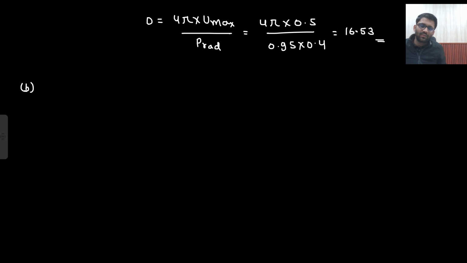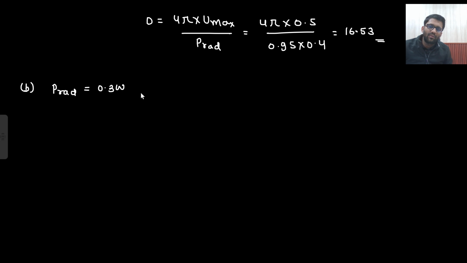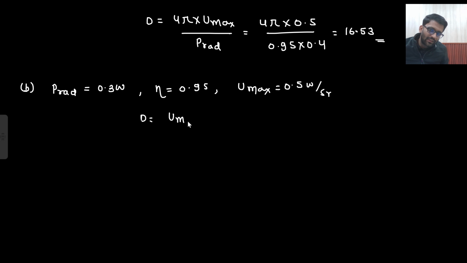In the second question B, what all things are given? Power radiated is directly given. That is 0.3 watt. So will there be any use of efficiency? No. Because P radiated is directly given. And Umax is also given, that is 0.5. Although efficiency is also given, that is 0.95, there is no use of eta here. So let's cross this out. Now what I need to find? Directivity, that is Umax divided by P radiated, which is already given, into 4 pi.